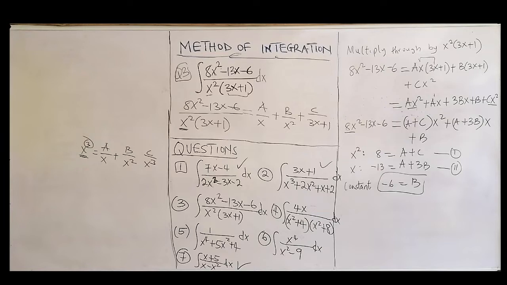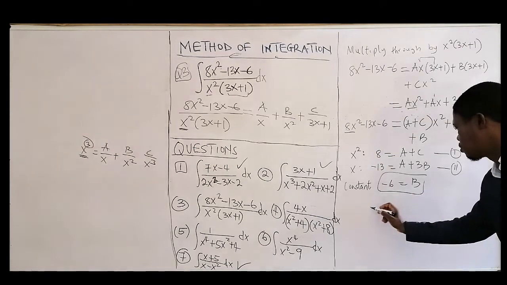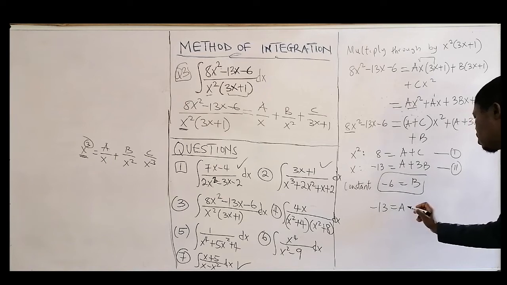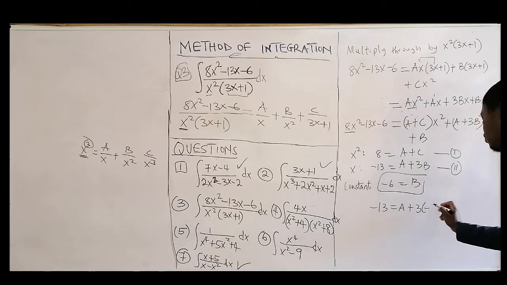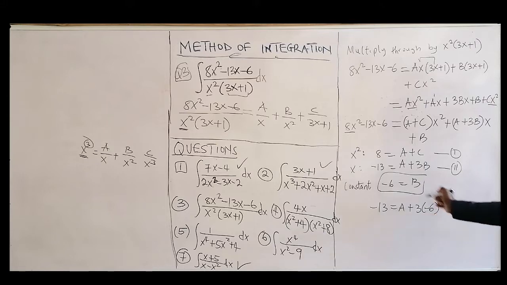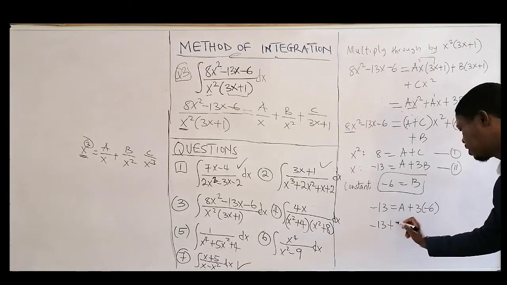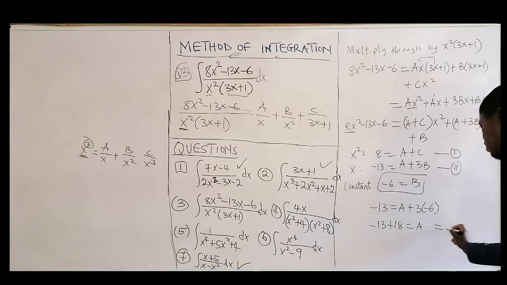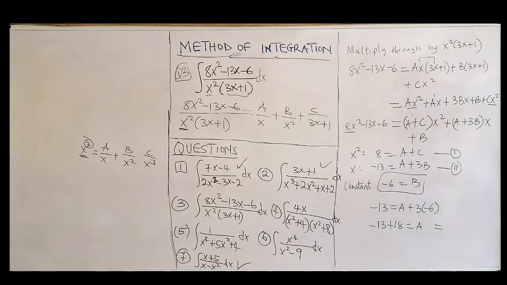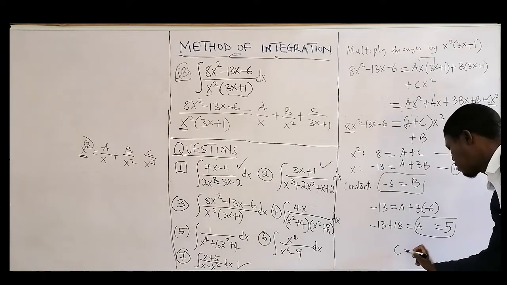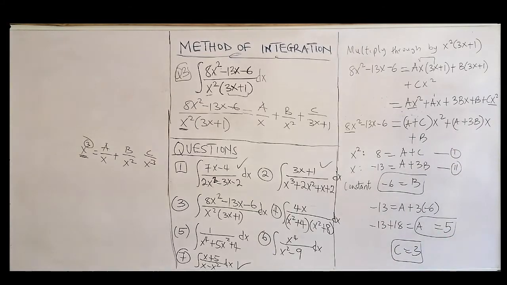Then I can use that in the second equation and get my A. In the second equation, minus 13 equal to A plus 3 into bracket minus 6. That's minus 18. Let it go to that side: minus 13 plus 18 equal to A. So that's plus 5. So A is 5. If A is 5, go to the first equation. Then C will be what? We've gotten all that.